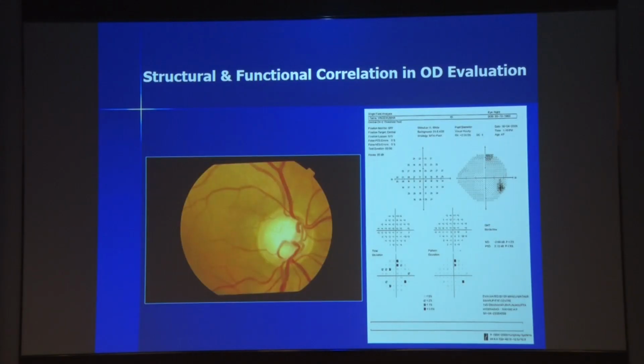And now let us see the structural and functional correlation, of what we have discussed about the optic disc evaluation. If you see this optic disc here, the first decision that you need to make is the size of the disc. Here you see a large disc. The cupping is almost 0.7. The neuroretinal rim is pink. There is no focal abnormality, and it is symmetrical.